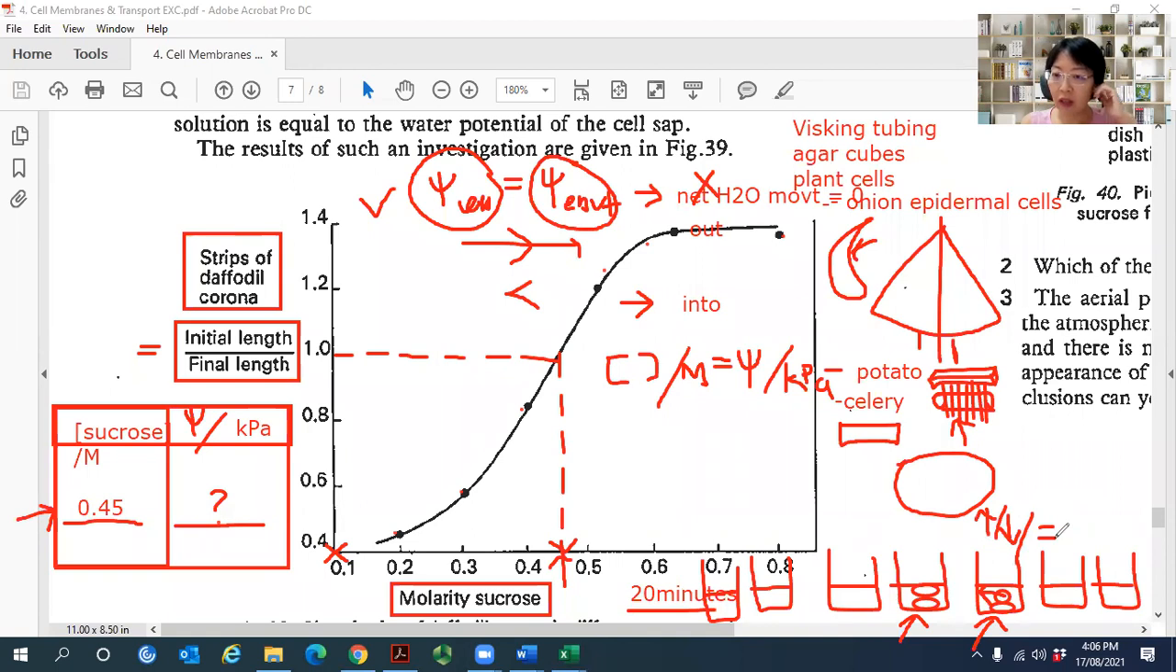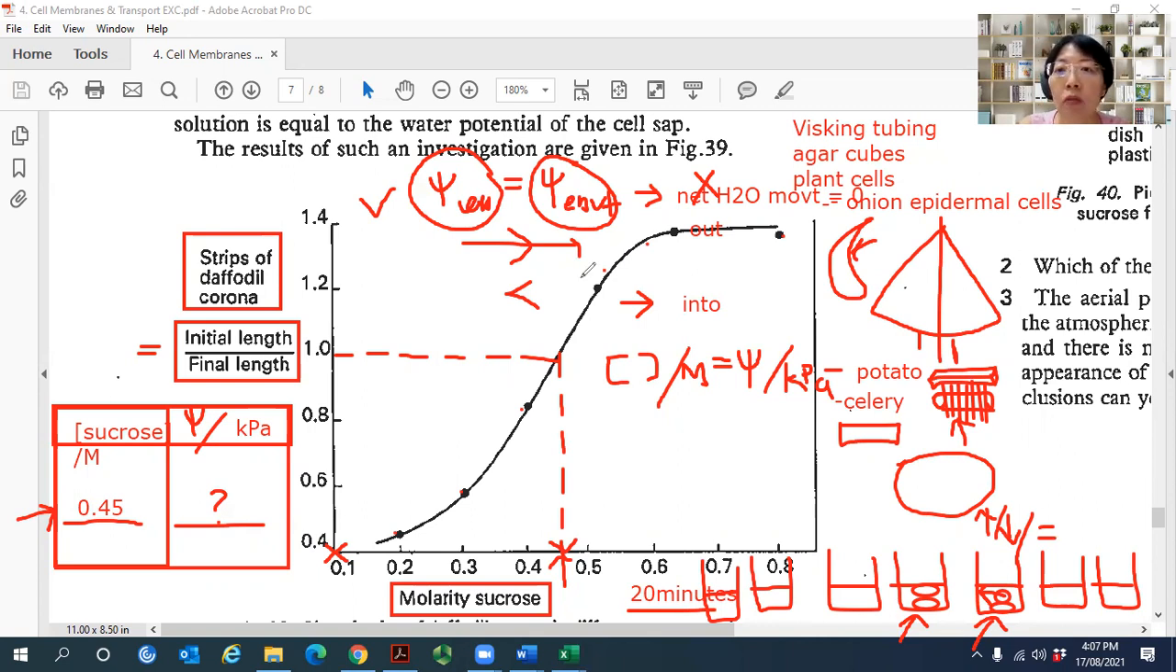Okay, very good. So how will I know whether there's movement of water out of the cell, or no movement at all, or movement of water into the cell? I cannot measure the disc because the disc is too thin. I need to measure the sucrose solution. Is there an increase or decrease in concentration of sucrose? Can be measured like this.